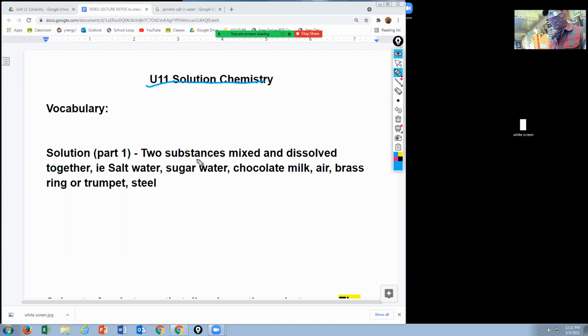So we'll talk about what all of these words mean, but we're going to have two substances, be it like salt and water mixed together, or sugar and water mixed together. And other solutions would be chocolate milk. Air is also a solution. It's made up of nitrogen, oxygen, carbon dioxide, water vapor. All of that is a solution.